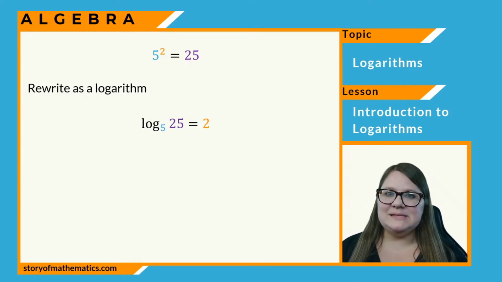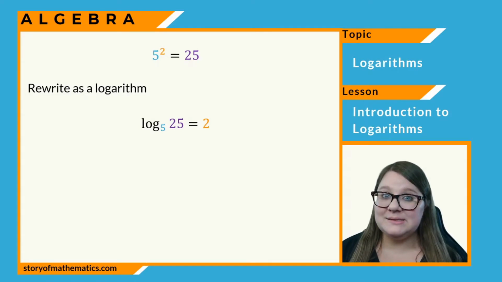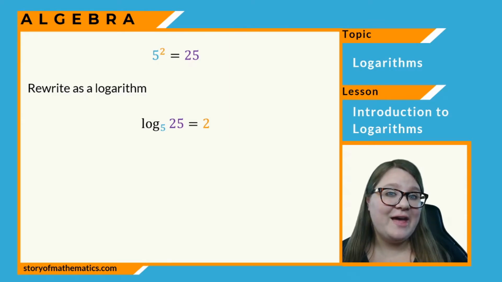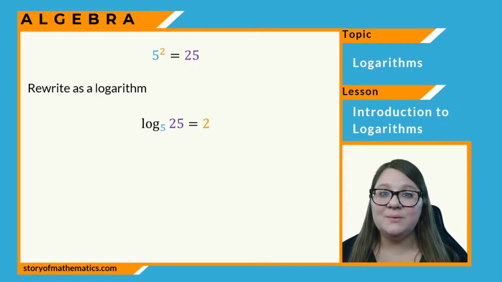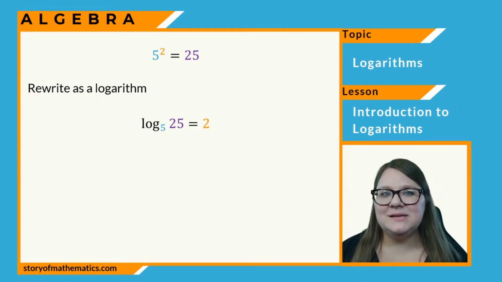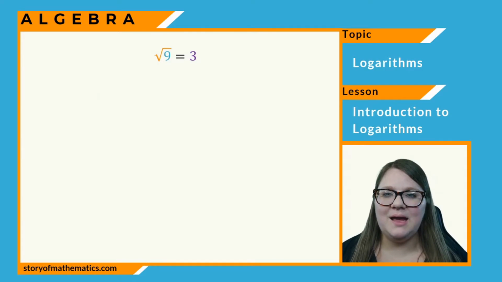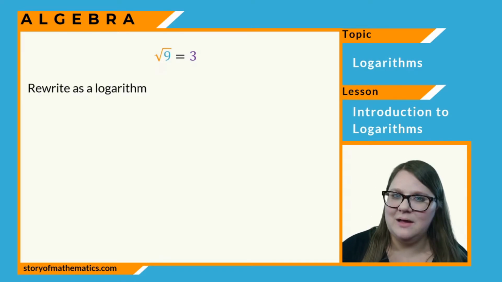Now, I'm hoping you can see here that knowing how to rewrite this in logarithmic format might help us find unknown exponents, because previously we haven't had a really good method to do that. So let's rewrite another logarithm. Let's say I have the square root of 9 equals 3, and I want to rewrite it as a logarithm.